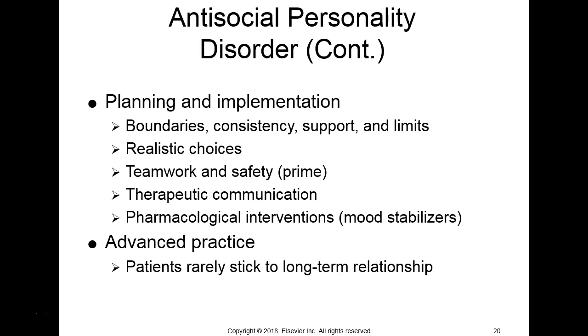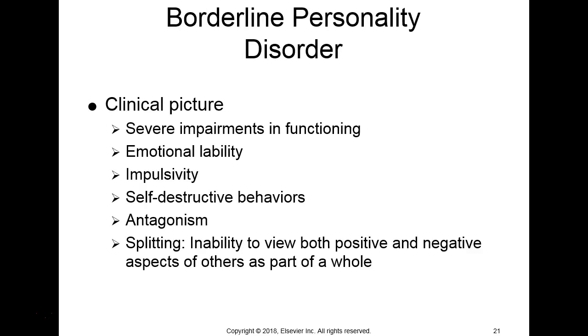You don't want to set up for episodes of staff splitting where somebody is giving this person extra privileges and nobody else gets these privileges and other staff aren't, and then you get a really big power struggle going on and you get a lot of anger and agitation from people when staff are not consistent. So we're always going to use therapeutic communication and possibly some medication, some mood stabilizers, if needed. And again, advanced practice would be to hopefully get that person into a therapeutic relationship and do some psychotherapy over time, but they rarely stick to that long-term therapy relationship.